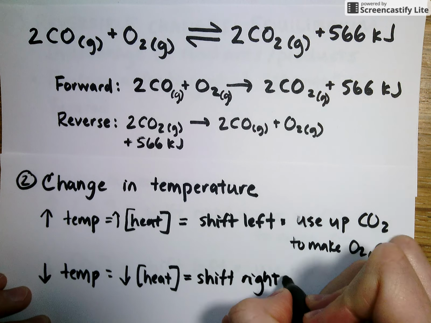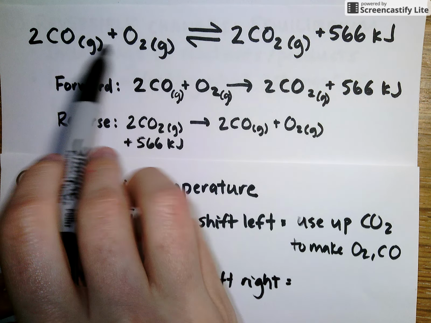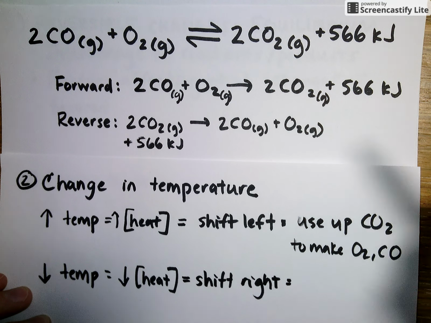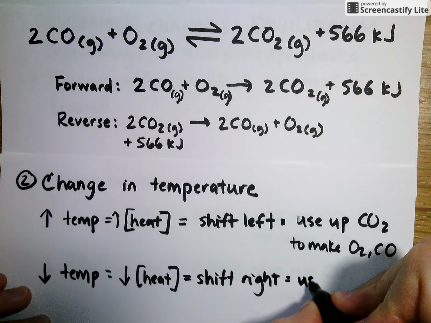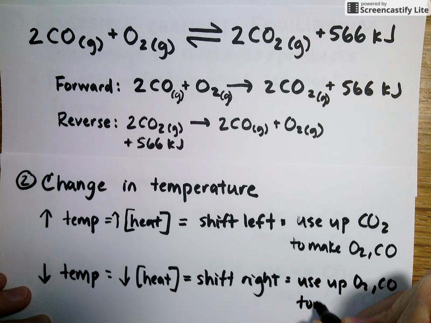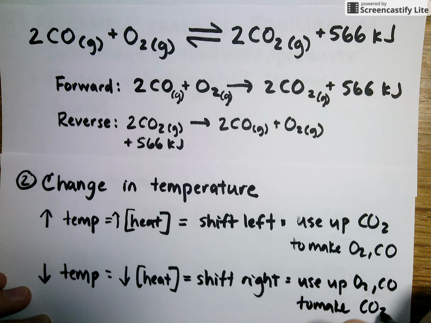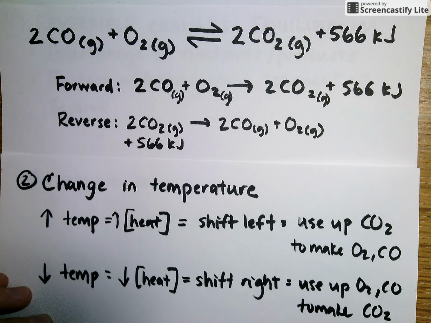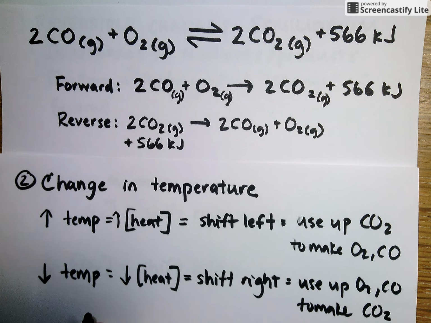And remember, a shift to the right means we're crashing these two particles together in order to produce more heat. So I use up O2 and CO to make CO2. So I see a decrease in the concentration of O2 and CO and an increase in the concentration of CO2.